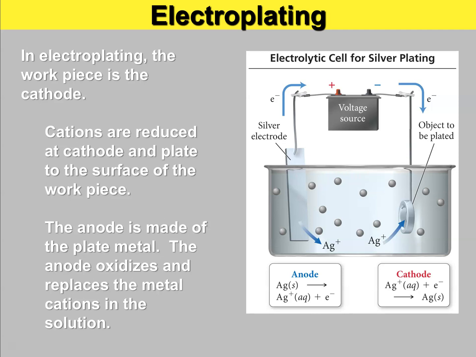So from our little diagram here, we have our oxidation and reduction. Again, notice the electrons are flowing towards the negative side of the battery. And then we plate that lovely ring, whatever it looks like, with some silver, solid silver. Questions?